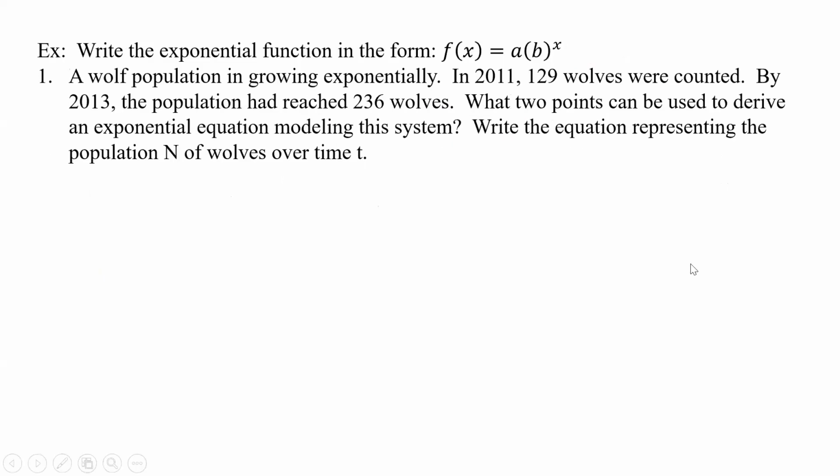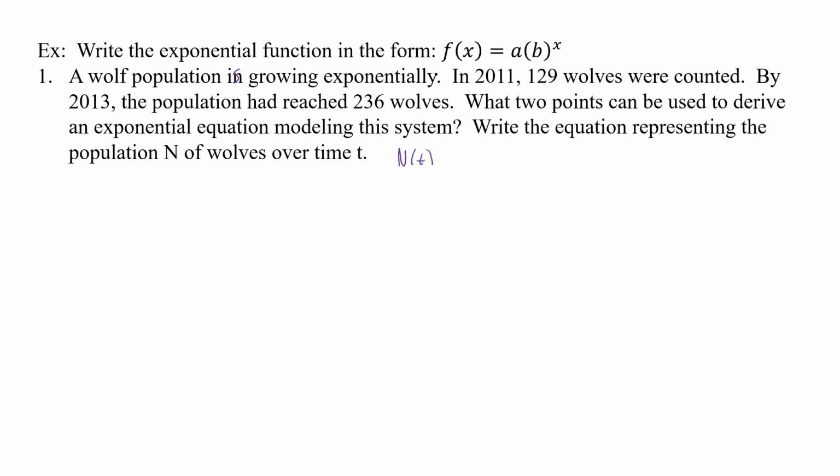All right, so this is one where they give us the 0 comma a, and then the other one, and we have to just solve for the one system. So here it says wolf population is growing exponentially. In 2011, 129 wolves were counted. By 2013, the population had reached 236 wolves. What 2 points can be used to derive an exponential equation modeling the system? And then we want to write the equation representing the population n of wolves over time. So basically, we want some n of t.